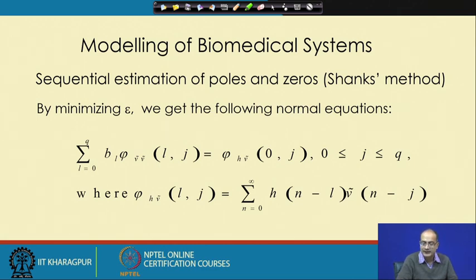So, in Shanks method again we are getting a set of linear equations. However, in this case we have q unknowns and q equations. So, we can solve them and find the MA parameters. In that way we can get both the AR parameters and the MA parameters using linear equations.